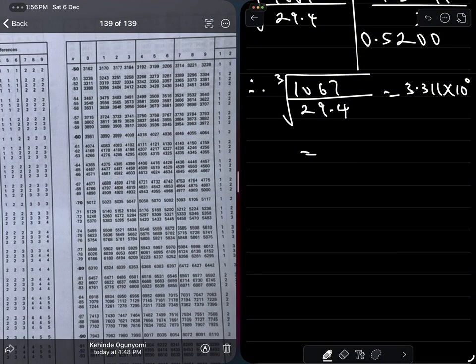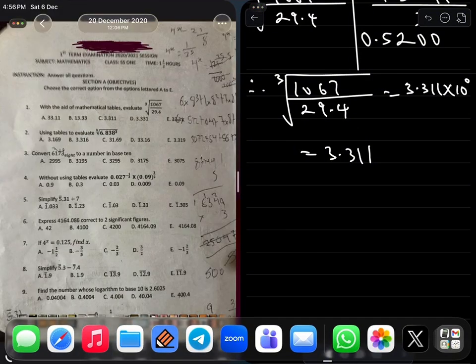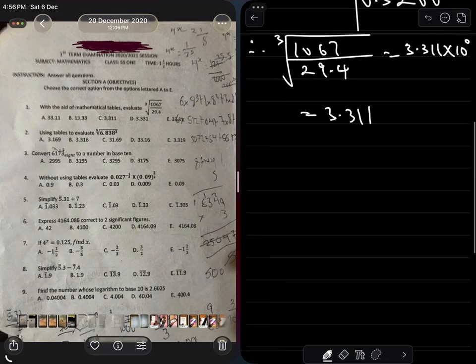Now, look at that. That will be 3.311 times 10 raised to the power 0, and 10 raised to the power 0 is 1. So the answer is 3.311, and that's the final answer. Do you understand? Let's go back to the questions and see which option matches that. If you do it that way, you can't miss it. The answer is C.